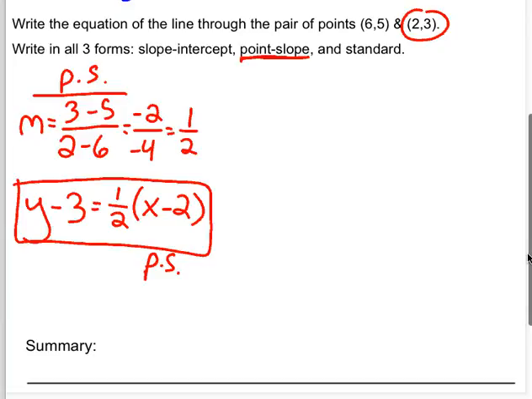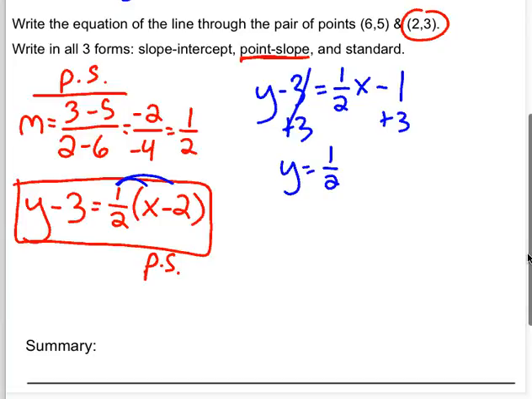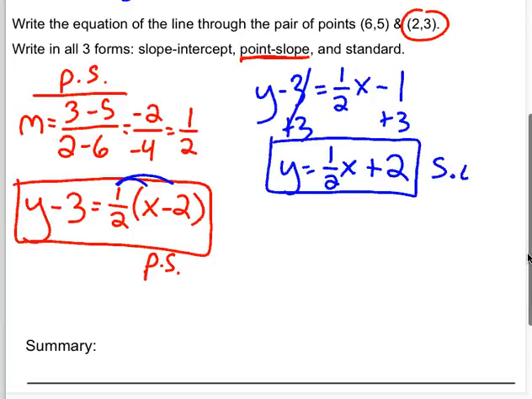Now, let's keep this going. To keep this going, I'm going to distribute the 1/2. Again, neither slope-intercept nor standard form have a parenthesis in them. So by distributing, I'm going to get this. 1/2 times 2, so it's going to leave me with that. Add the 3 over. So here, I solved for y. So that is my slope-intercept equation. All right, so now I've already hit 2 of my 3 equations. Let's go for the last one. Let's go for standard form.